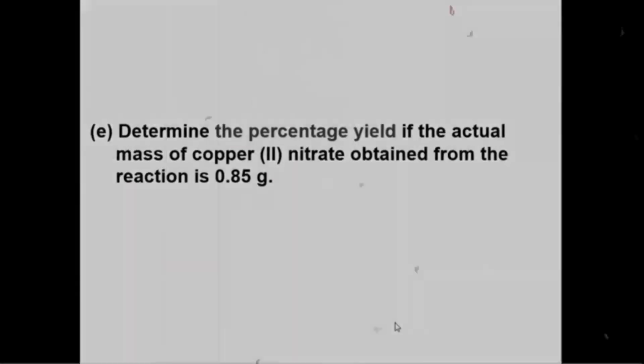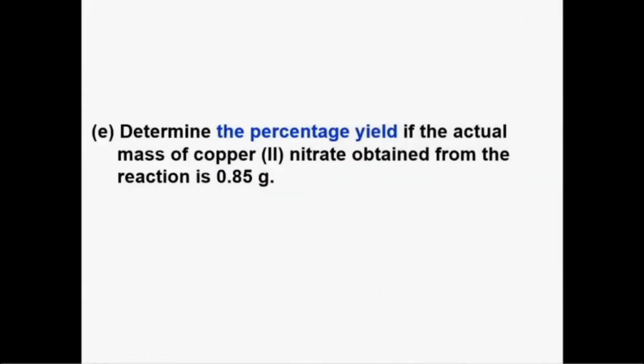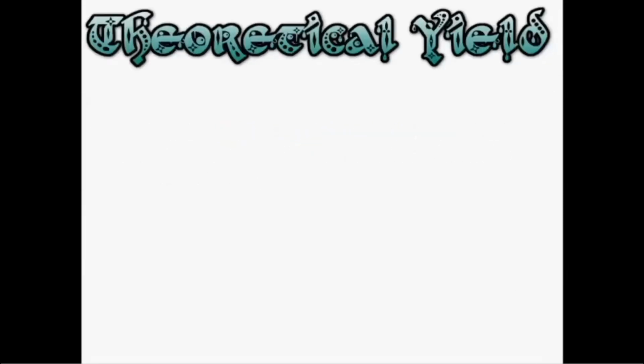Ladies and gentlemen, we have come to the last question of the day. Alright, question E. Determine the percentage yield if the actual mass of copper II nitrate obtained from the reaction is 0.85 grams.